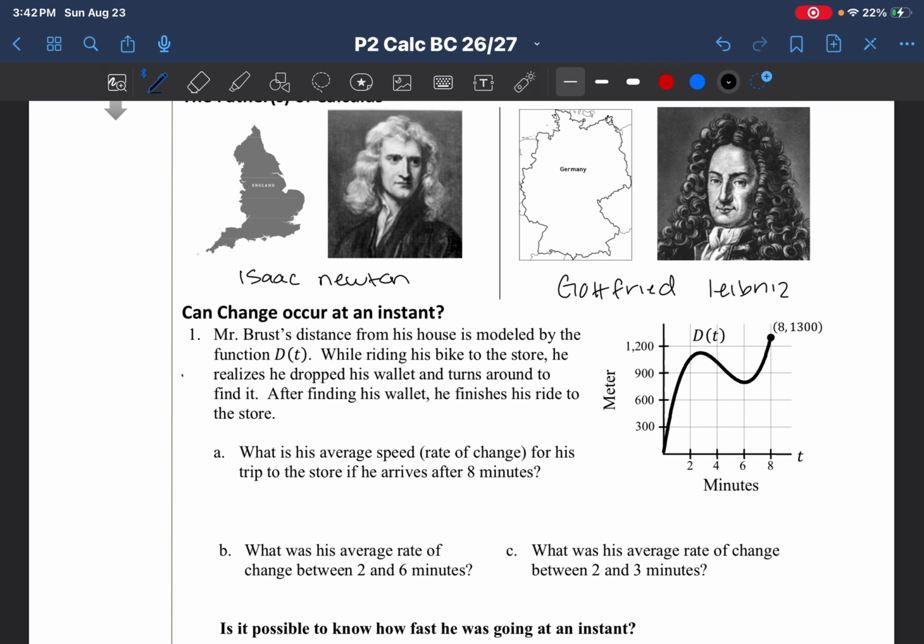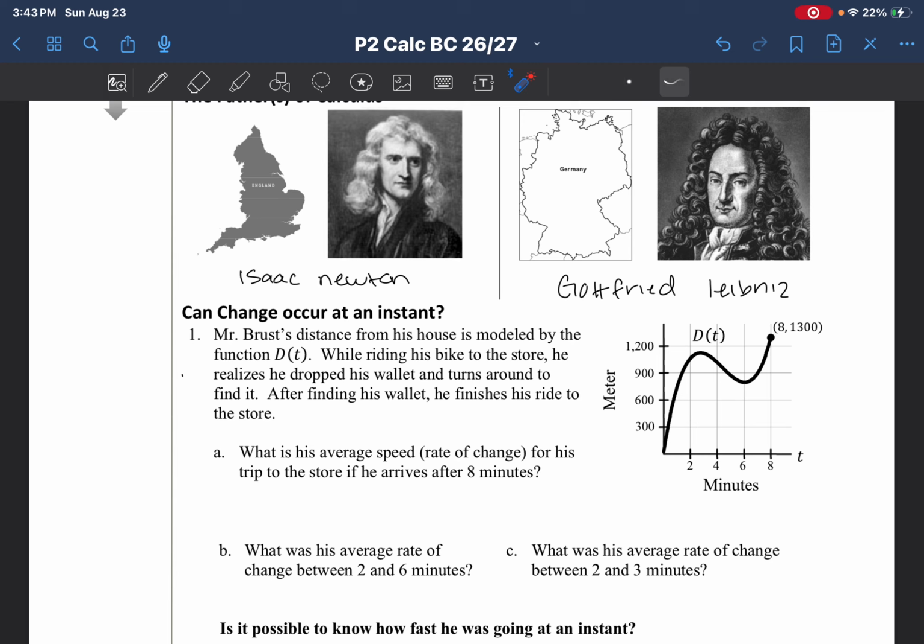It says, Mr. Burst's distance from his house is modeled by the function d of t. While riding his bike to the store, he realized he dropped his wallet and turns around to find it. After finding his wallet, he finishes his ride to the store. So this is what this diagram off to the right is illustrating. So he's driving to the store, realizes he forgot his wallet, turns back around, grabs his wallet, and then continues on to the store.